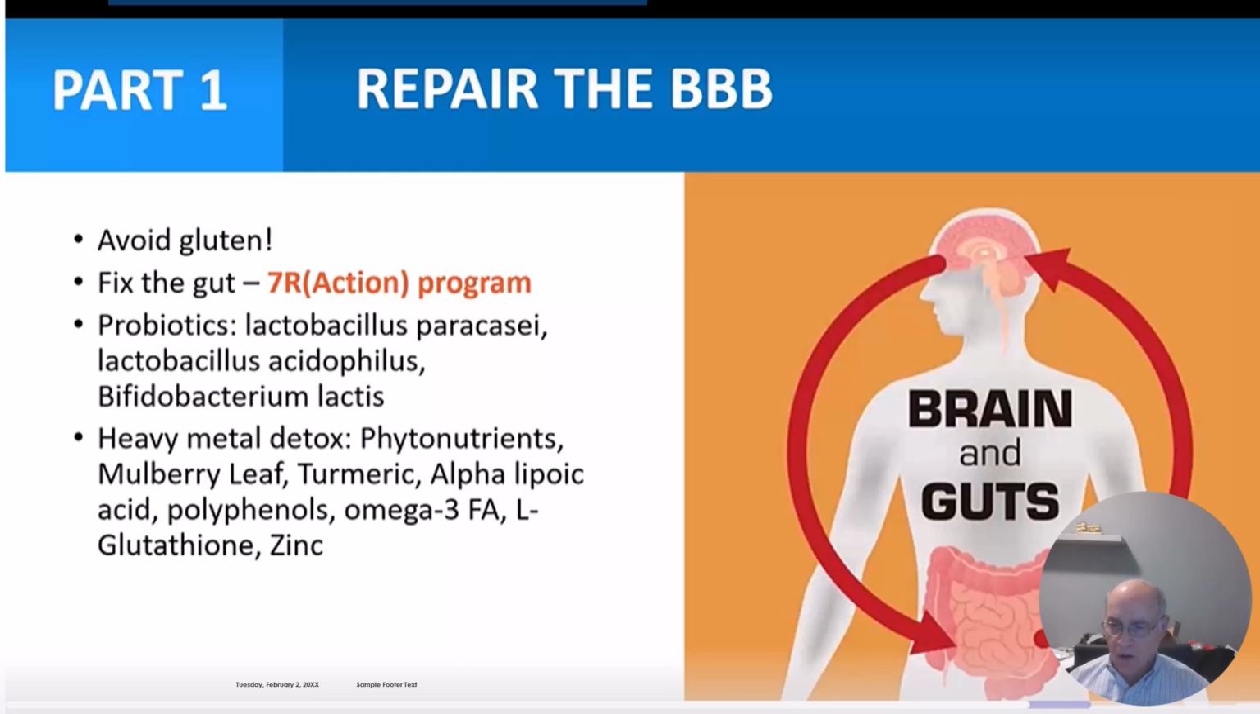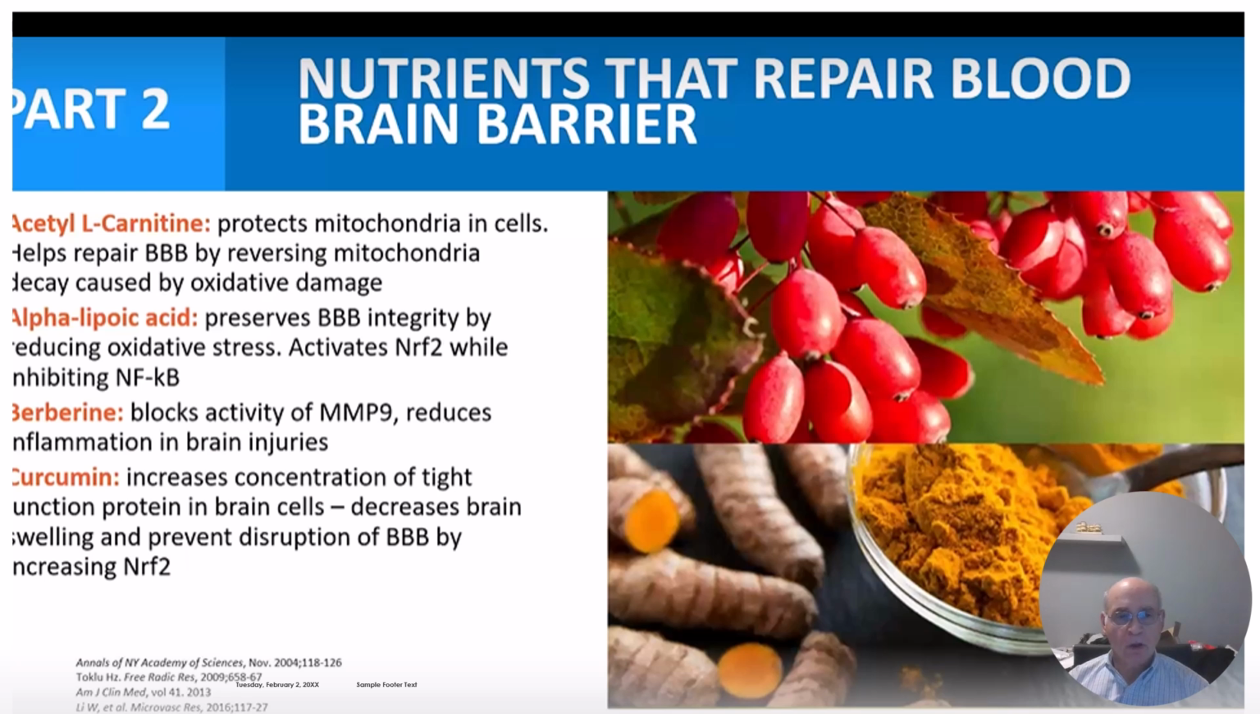There are so many different families of bacteria. These are the ones that have been shown to be effective: Lactobacillus paracasei, Lactobacillus acidophilus, bifidobacteria. Obviously, if you suspect or you do testing in your state for toxic metals, so things like glutathione, which is a major chelator, alpha lipoic acid, polyphenols, omega-3 fatty acids, zinc are all helpful for detoxing heavy metals out of the brain. Acetyl L-carnitine, alpha lipoic acid.